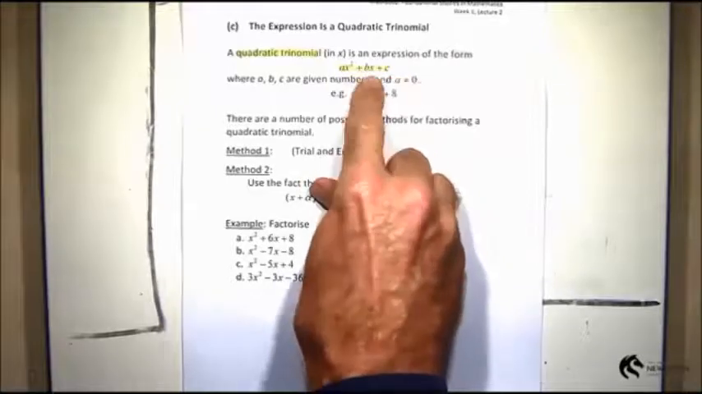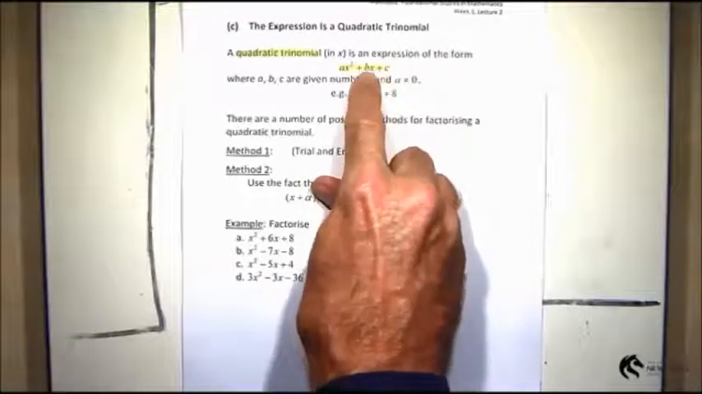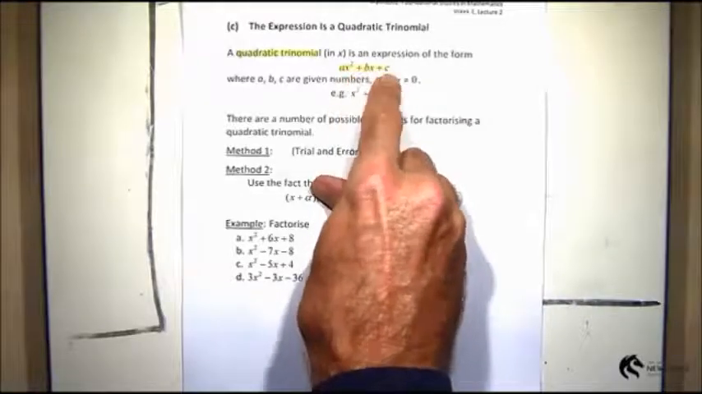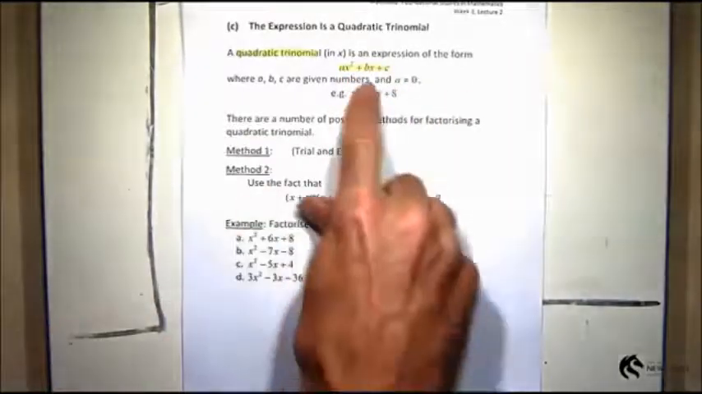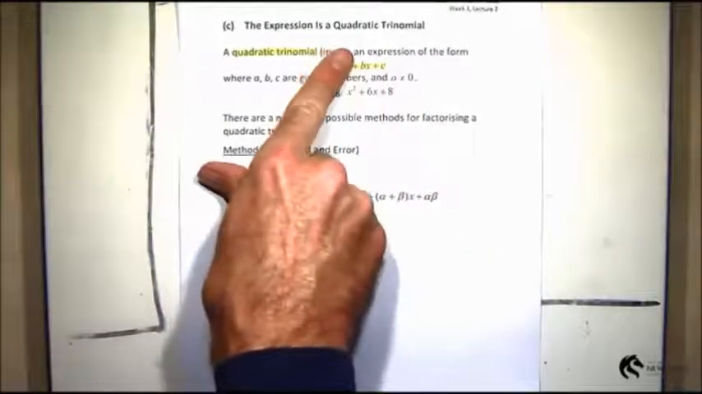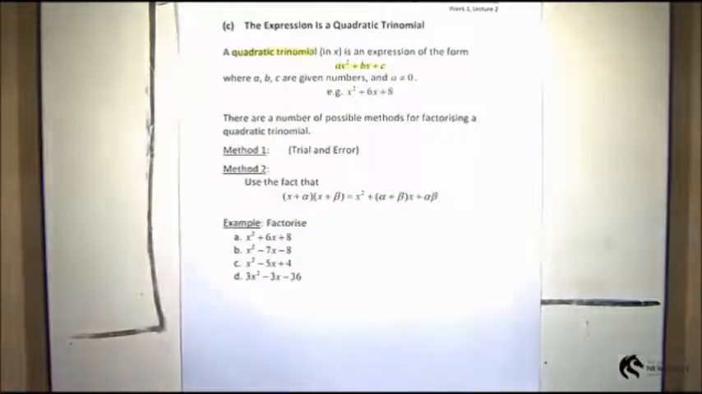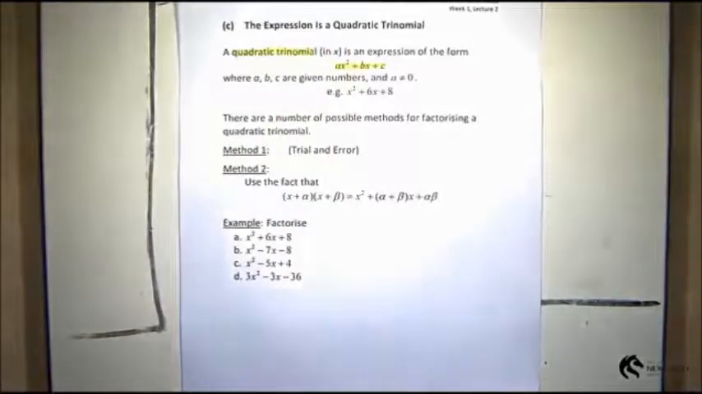If b is 0 or c is 0, we only end up with 2 terms, but essentially we're thinking of it as ax squared plus bx plus c, with one of those being 0, other than the first one. If a was 0, the thing wouldn't be quadratic. It would be linear, we would say. But we're going to come back and talk about that a little bit later on. Okay, so think of that as being our quadratic trinomial. We're going to try and factorise that.